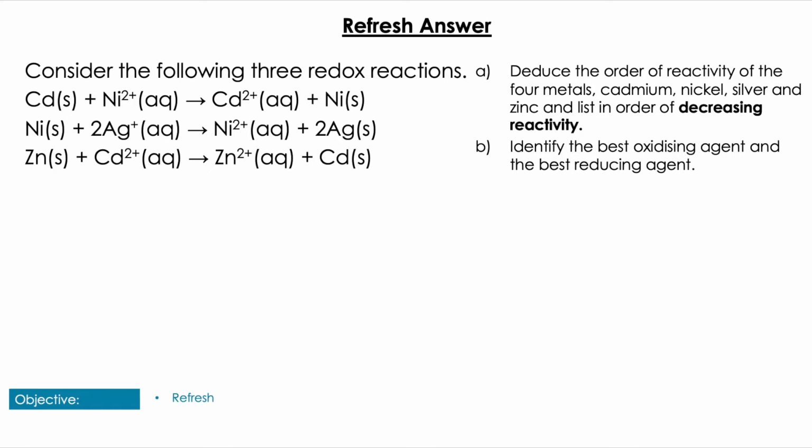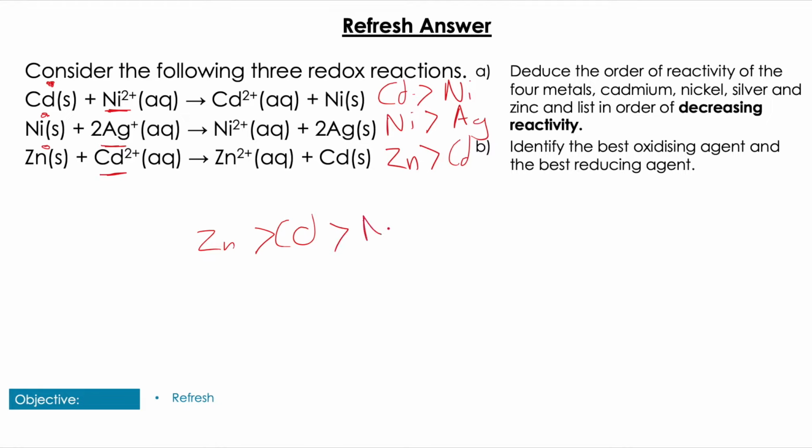Okay, let's break that question down then. So we're given these three reactions, and in the first reaction, we can see that Cd loses electrons. So Cd must be more reactive than nickel here. In the second reaction, we can see that nickel is more reactive than silver. So therefore, silver must be less reactive than nickel. And in the last reaction, we can see zinc is more reactive than cadmium. And then we can just write this out as a list comparing the reactivity.